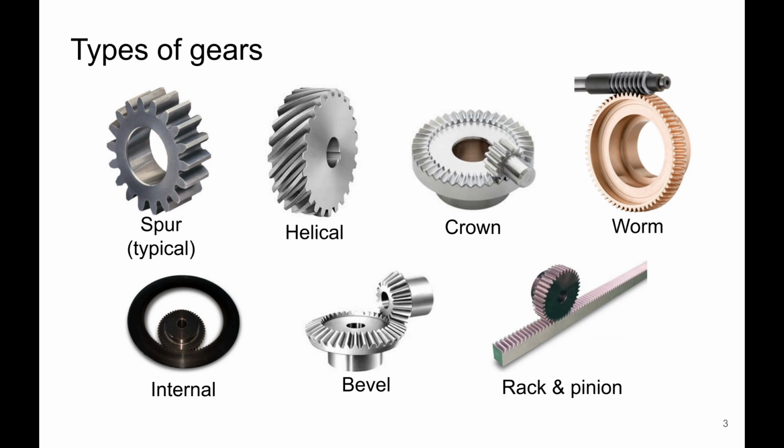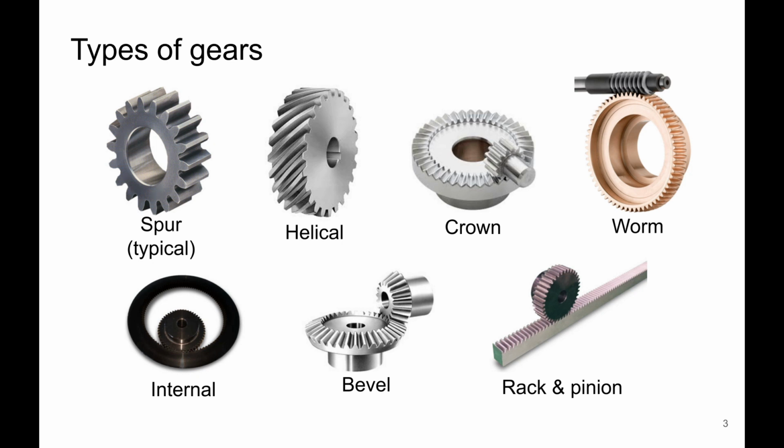The third type of gear that we see on the screen there is the crown gear, and it's called a crown gear because it looks somewhat like a crown. There is a regular spur gear that mates with the crown gear, and this gear arrangement allows the direction of the torque to be changed by 90 degrees, and therefore is quite useful in those situations.